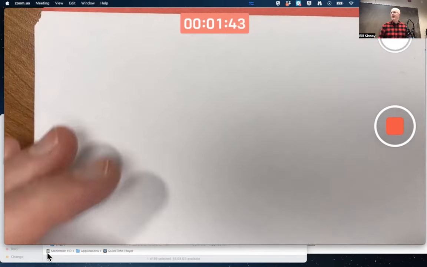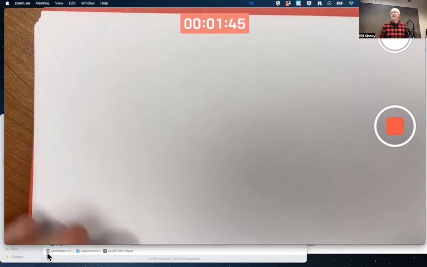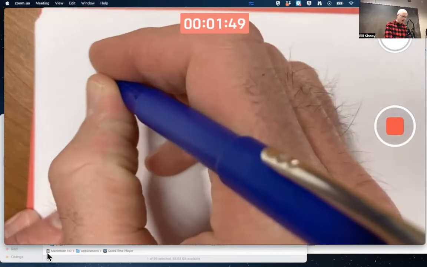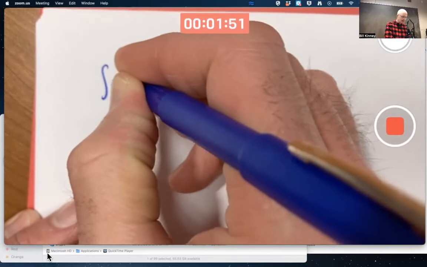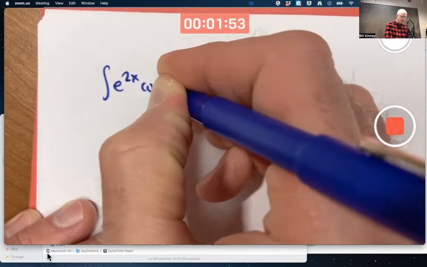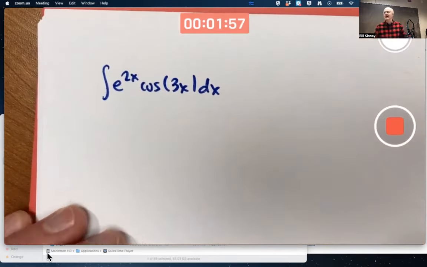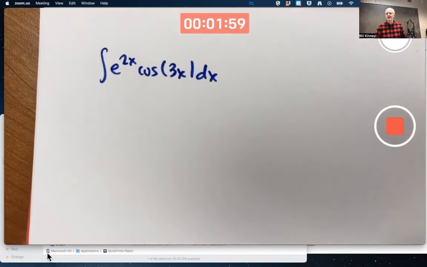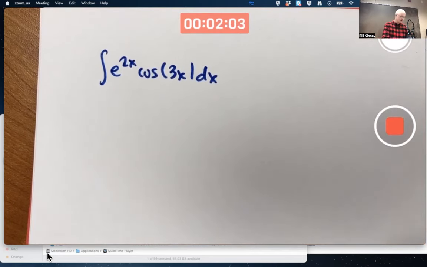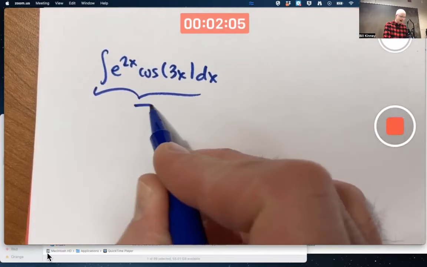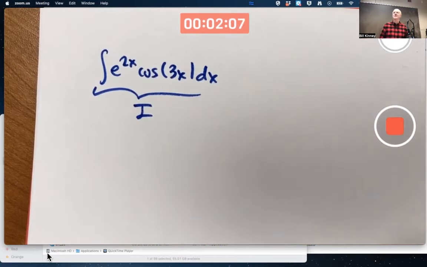Let's start with a problem that was similar to one you turned in today, but is worth doing again because it's kind of tricky. We're going to integrate e to the 2x times cosine of 3x. It's going to be convenient to give this integral a symbol. Call it I for integral, okay? Not the number I, for integral.